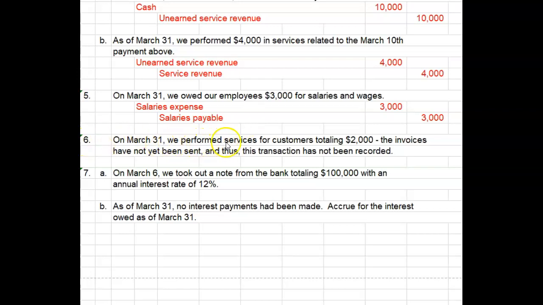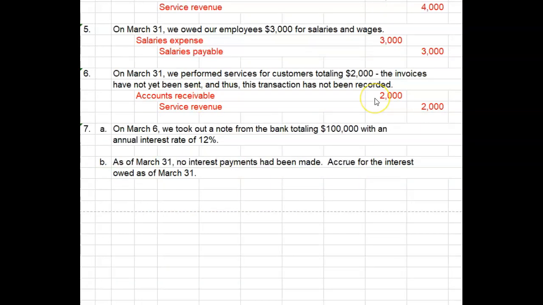On March 31st, we performed services for customers totaling $2,000, but the invoices have not yet been sent, and thus this transaction has not yet been recorded. Revenue recognition says, in essence, record the revenue when it has been earned. Those services were performed in the month of March. We earned the revenue in the month of March. That means we get to record the revenue in the month of March. So you need to accrue the service revenue for the month of March.